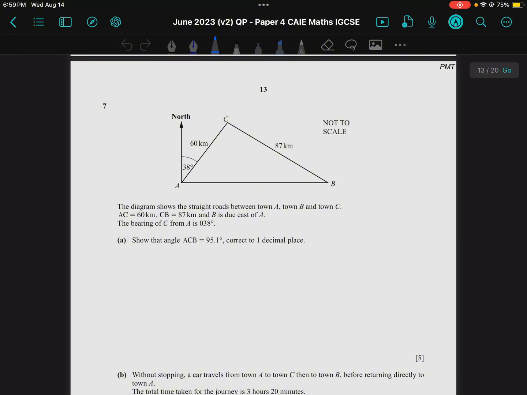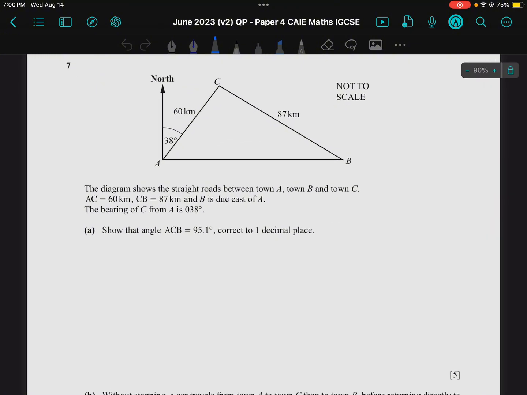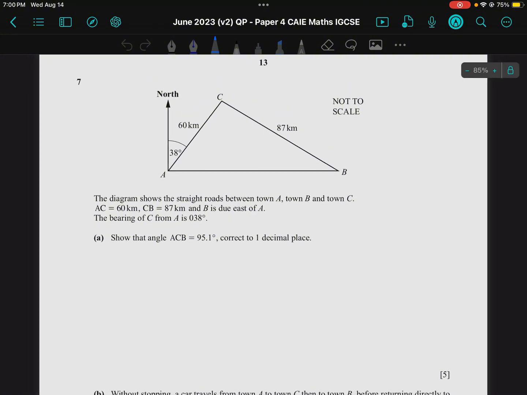Now question number 7. The diagram shows the straight roads between town A, town B and town C. AC is 60, CB is 87, B is due east of A. Then the bearing of C from A is 038. Show that the angle ACB is 95.1, correct to 1 decimal. First of all, since B is due east of A, this angle is 90 degrees. So from 90 minus 38, we will find this as 52 degrees.